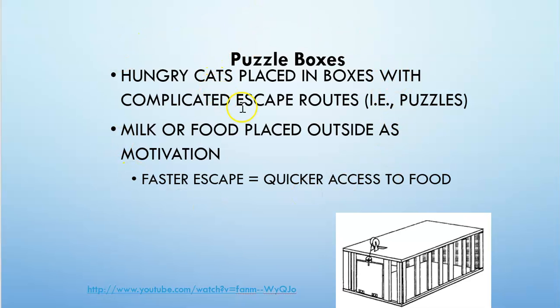And what we can see is when we place a hungry cat in a puzzle box, and we put some sort of motivation on the outside, so that could be like milk or food, then the hungry cat will escape quicker to get access to that food than if we were to put a unhungry cat. So if we have a cat, we feed him a lot, we put him in the box, and then we put food outside, well, if he's not hungry, he's not going to try to figure out the puzzles to get to the food, because he just doesn't care. However, a hungry cat will.